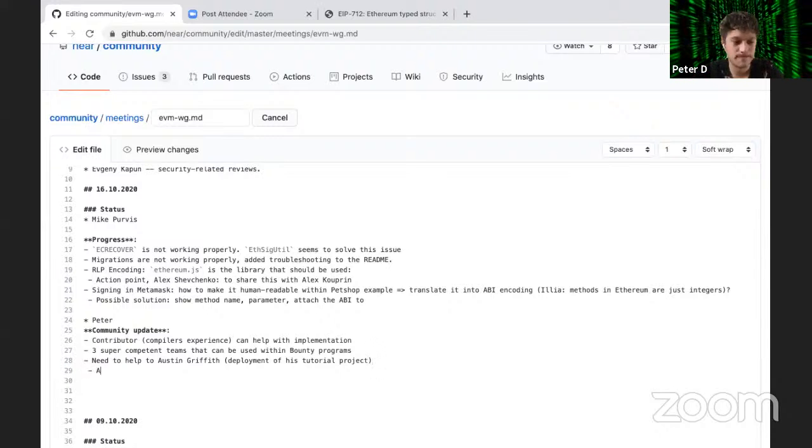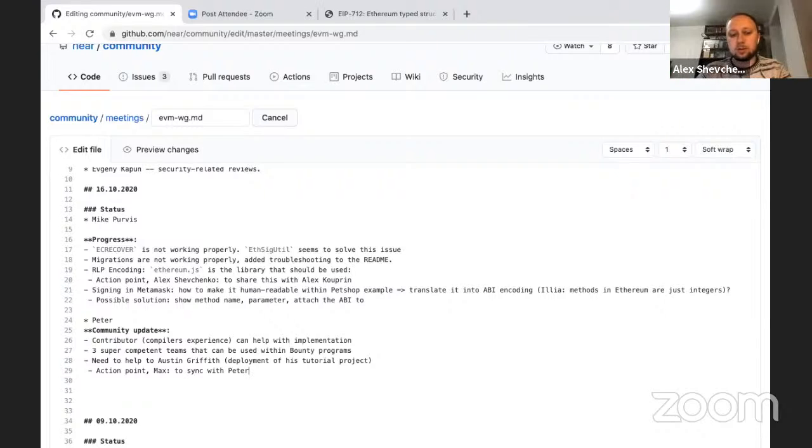Oh, right. Yeah, sure. Just the main thing that I want on everyone's mind is if you guys have ideas for the bounties, that's really valuable. Oh, someone is in helicopter mode. Okay. So as an action point here, for Max to sync with Peter.